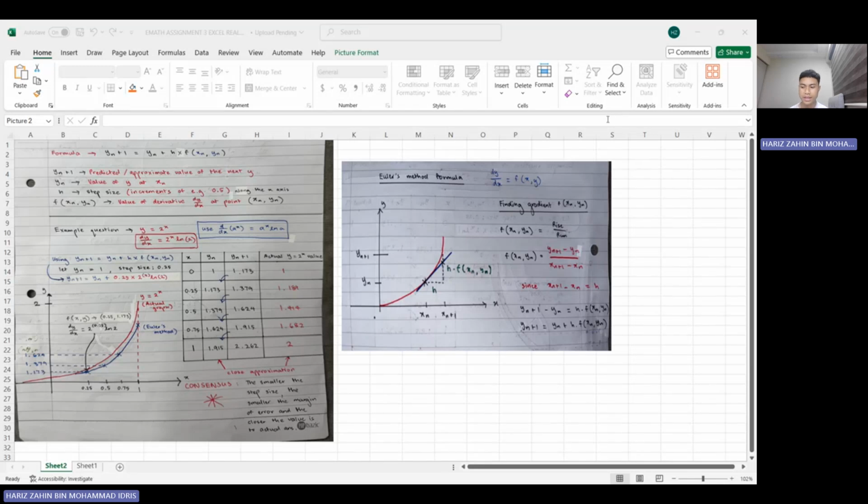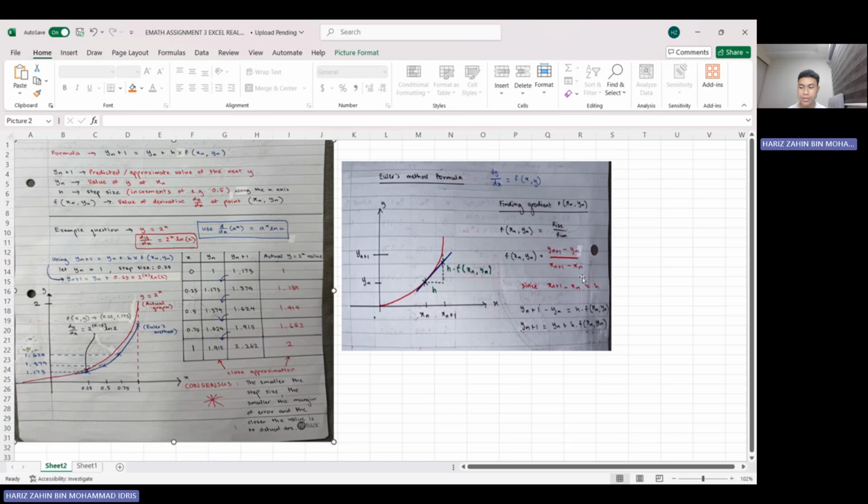So what is Euler's method? It is a way of estimating the value of a function when we don't have its exact solution. It gives us a close approximation to the actual value based on the slope of the curve at each step. So let's look at the diagram I've drawn here.